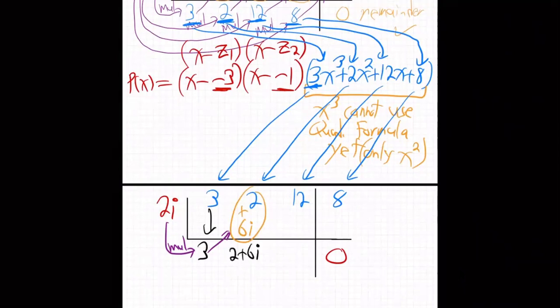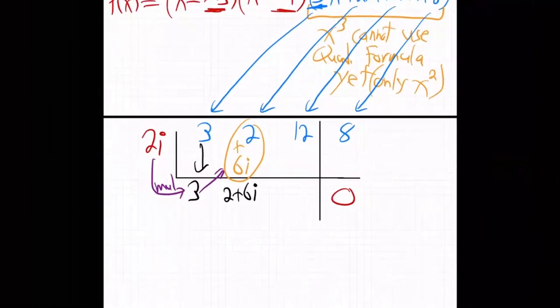You can't add those. You can't make that 8i, right? That's not 8i. If it was 2i and 6i, then it would be 8i. But it's not. The 2 doesn't have an i. So it just stays separate. 2 and 6i are unlike terms.